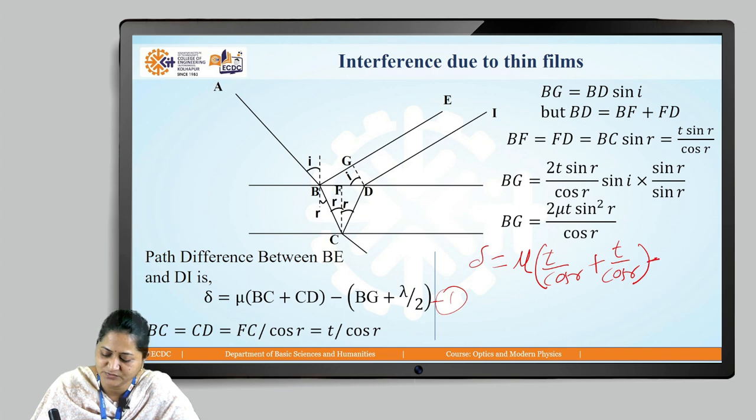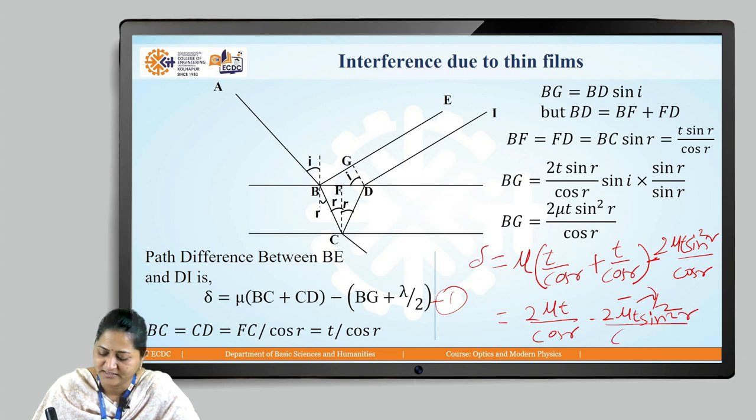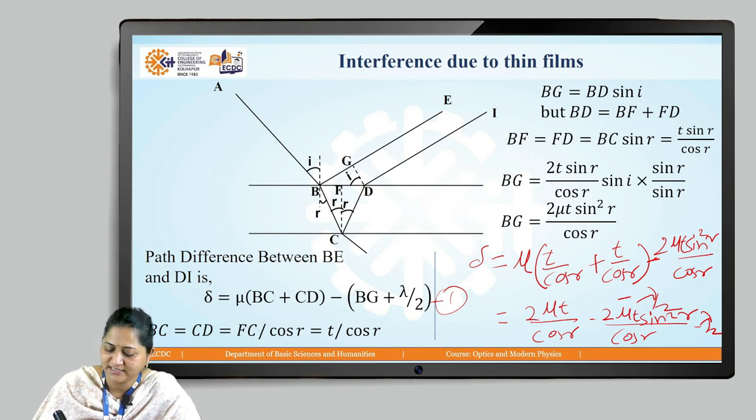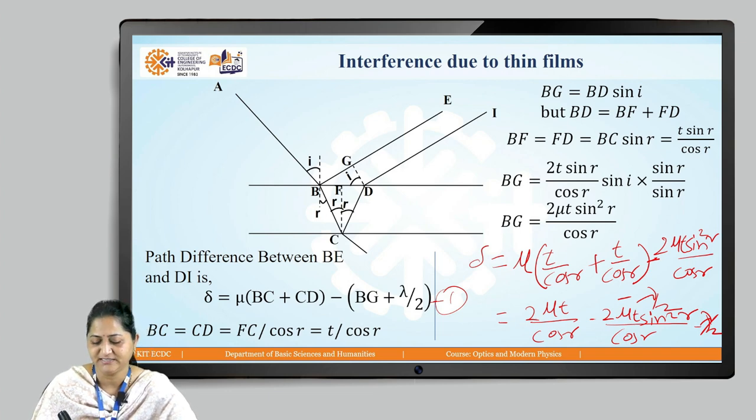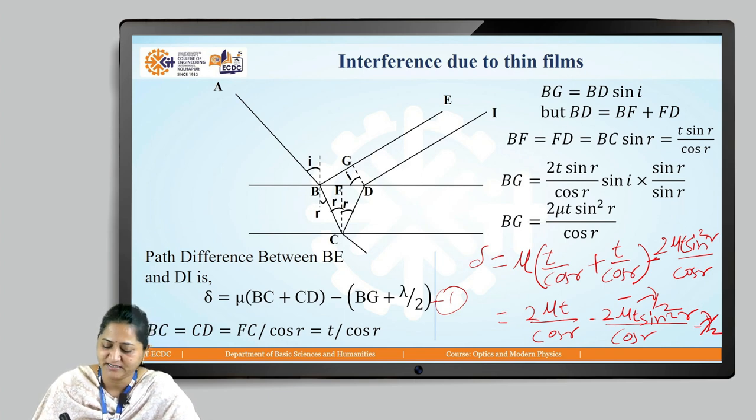Minus BG is 2 mu t sin square r upon cos r minus lambda by 2. So, it is equal to 2 mu t upon cos r minus 2 mu t sin square r upon cos r minus lambda by 2. So, in this equation, we can take 2 mu t upon cos r common from these first two terms. When we take these two terms common, in the first term only one remains, minus sin square r.